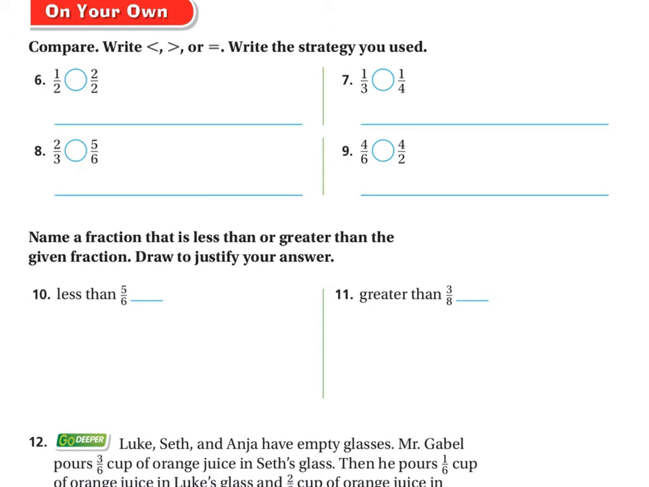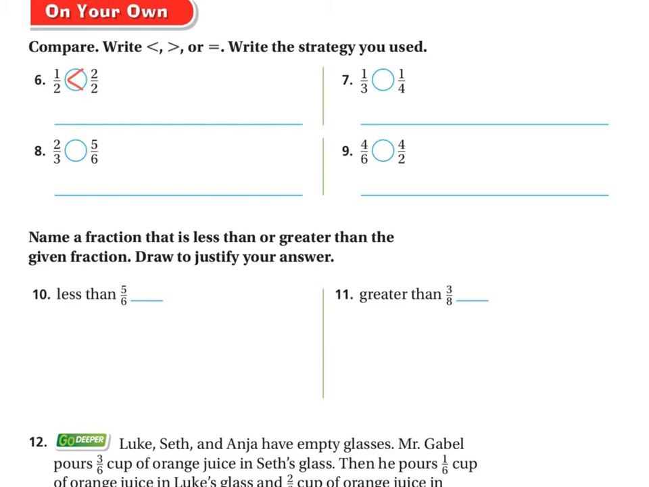As we are working through numbers 6 through 9, pay attention to the directions. It says write the strategy you used. So the strategies that we've learned so far are the butterfly method, same numerator, same denominator. You could also write fraction tiles. Using fraction tiles or drawing a model would have helped you as well. So that is a strategy that we're using too.